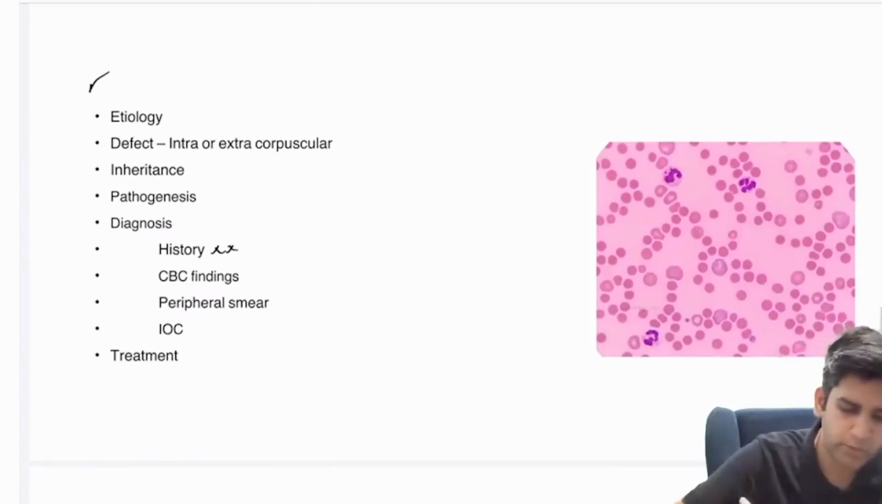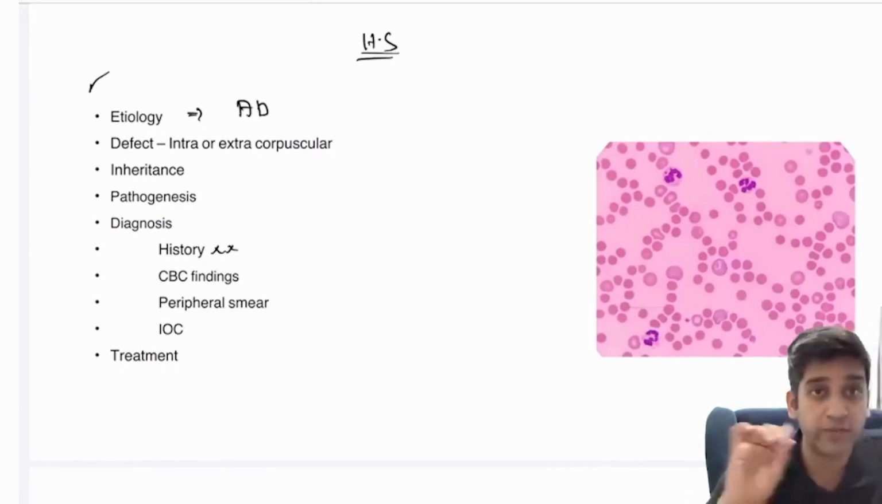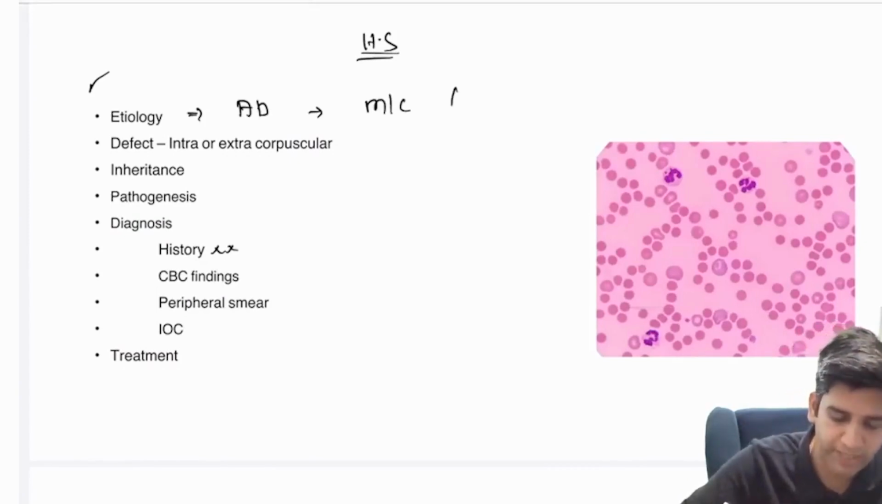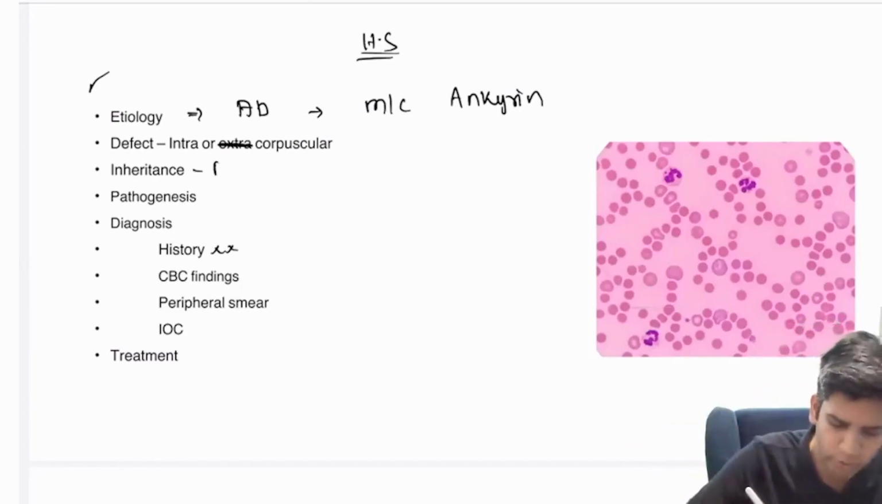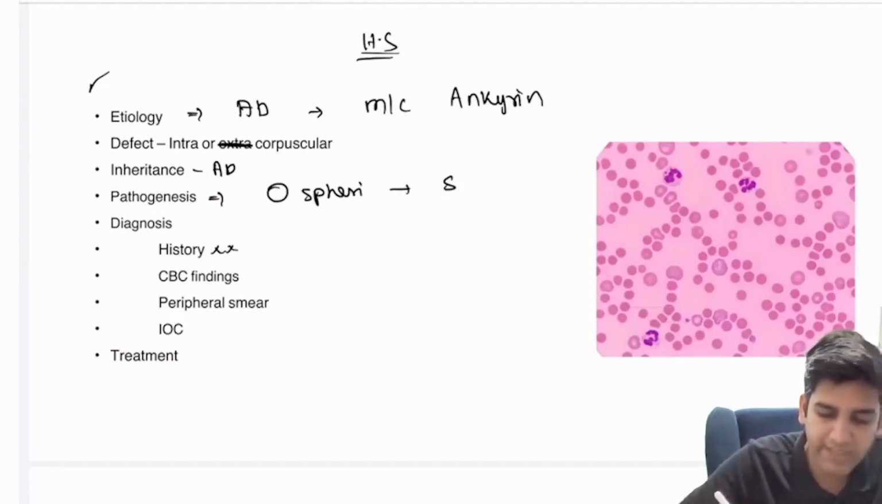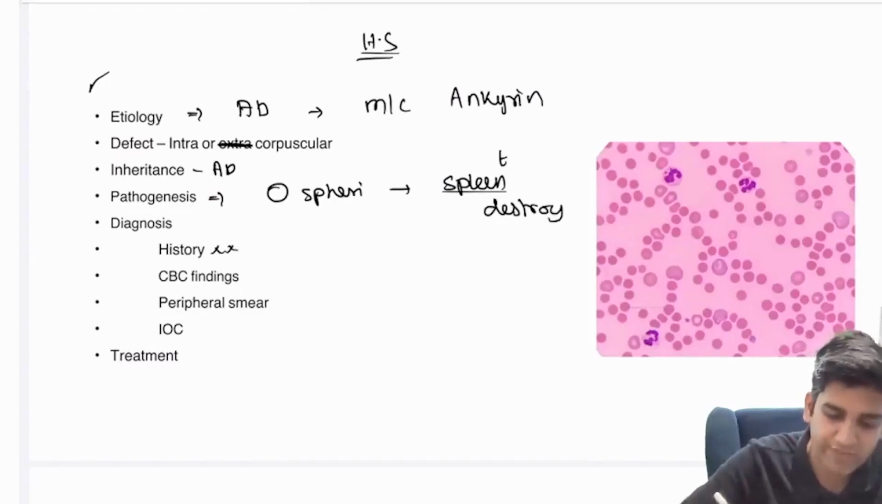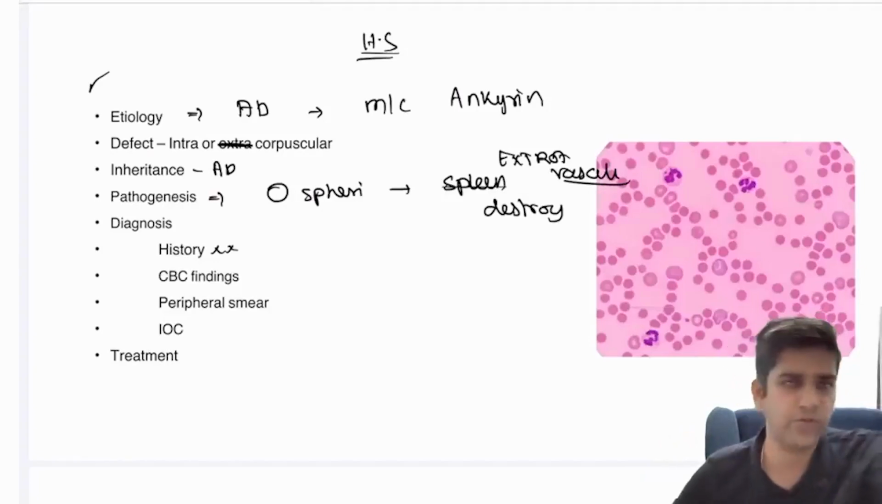So first thing, I'm going to talk about hereditary spherocytosis. Okay, etiology, it's a genetic disease. Most common is autosomal dominant, and the most common mutation is ankyrin mutation. So it's obviously an intracorpuscular defect, which means the defect is in the RBC, not from outside. Inheritance is autosomal dominant, like I said. Okay, pathogenesis, because of the mutation, the RBC becomes spherical. The spherical RBCs, when they go via the spleen, will be caught in the spleen and destroyed in the spleen, right? So it's an extravascular type of hemolysis. The hemolysis happens outside the vessel. That's your extravascular hemolysis, which is classical in case of hereditary spherocytosis, right?